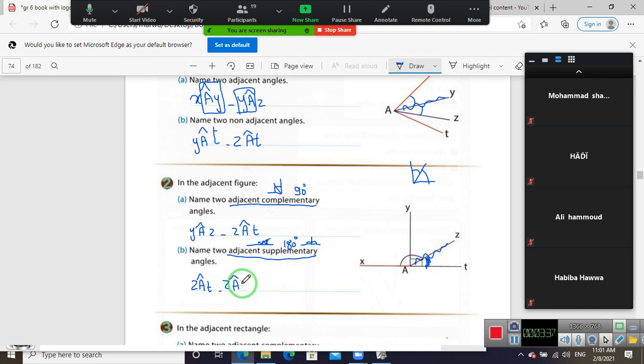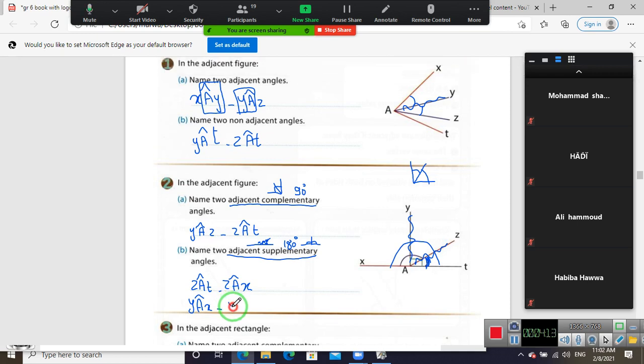Also, I can take another one. I can take the shape of two perpendicular lines like that: YAX, YAT, and YA is the common side, and their sum is 180. Teacher, you should look at the figure as two angles, I should think about the two angles, whether their sum is 180 or not, whether their shape is like Y or not, whether it has a common side or not. So YAX and YAT.